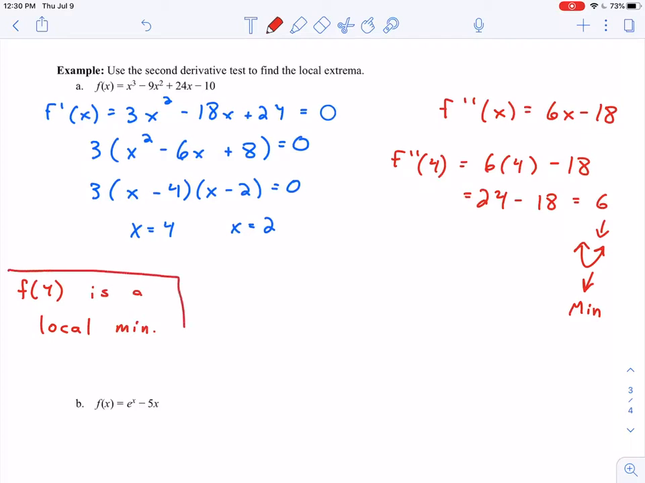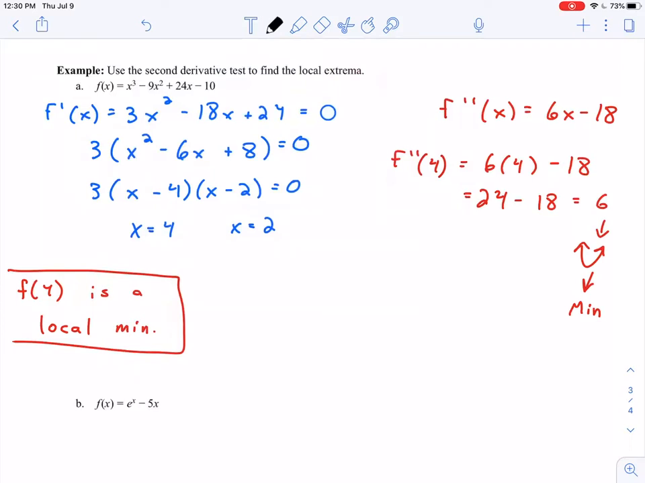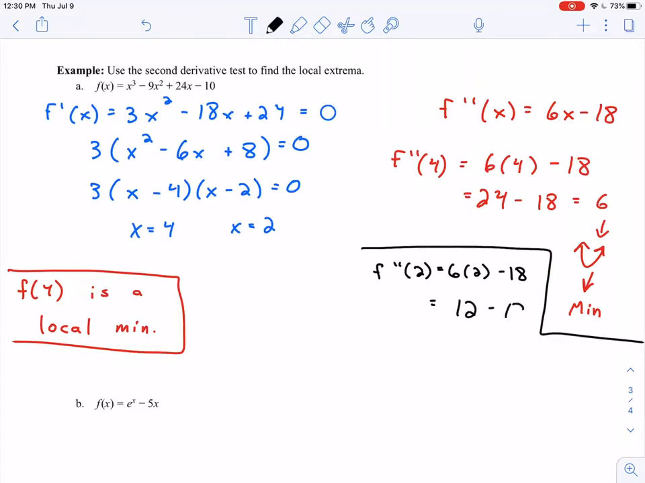So that is 1, and then you could go and of course find the y value by evaluating f of 4, but I'll let you do that part. I want to do the same thing then with 2, so let's do that in black here. F double prime of 2, this is equal to 6 times 2 minus 18, and let's just make sure we don't get these mixed up. Here I have 12 minus 18 gives me negative 6.